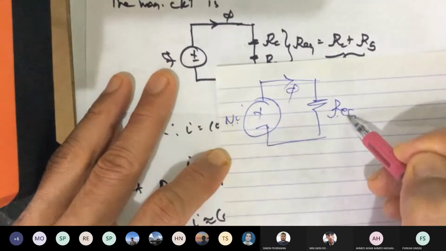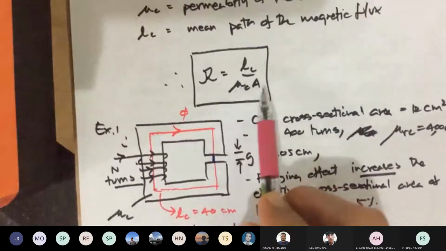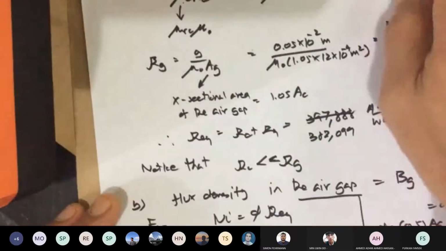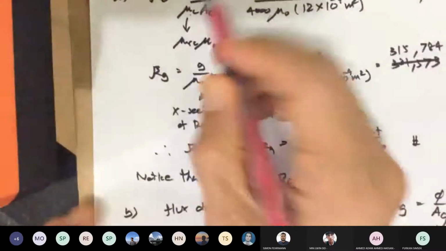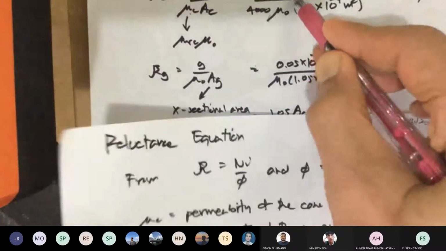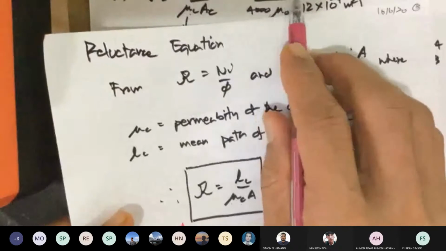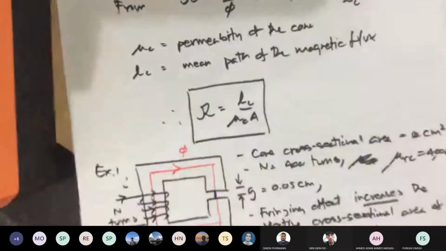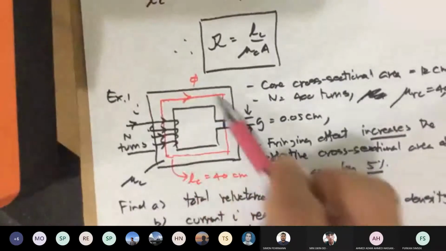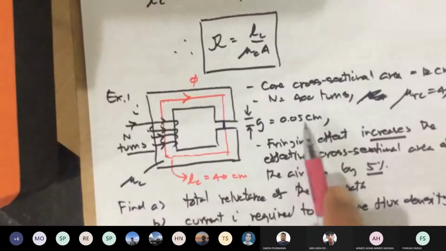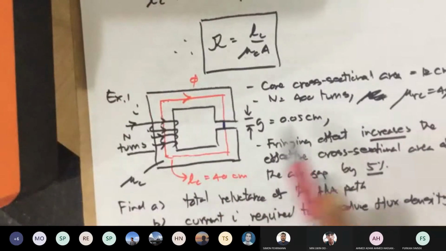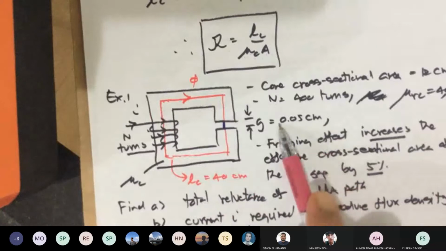You want to find REQ, you start with RC, okay? So RC, using this rule, length divided by mu A. So you need the length of the core, LC. Now, notice that this is 40 centimeters or 0.4 meter for a whole loop. If you want to make it precise, you can minus 0.05, but that's not going to change the answer as much. So we can neglect G.